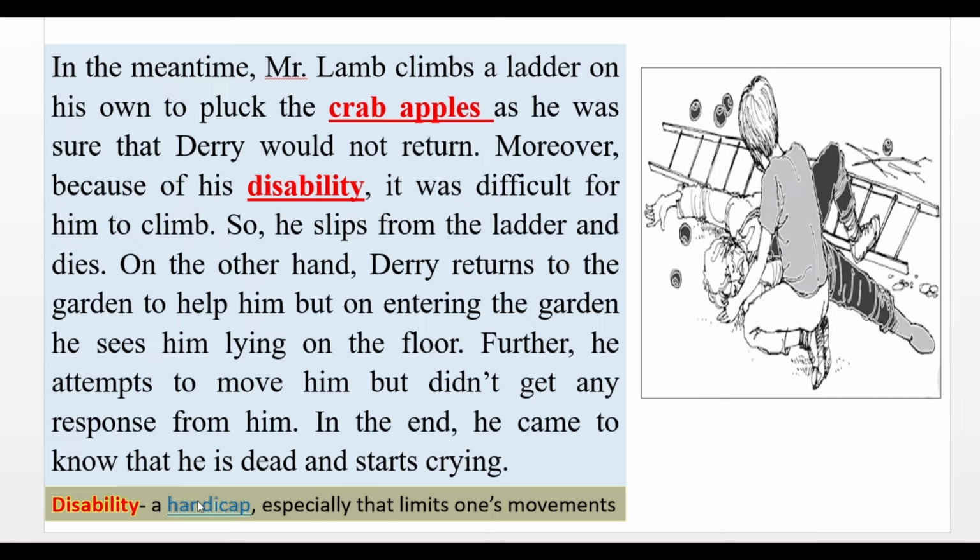The disability means the handicap, especially that limits one's movement. And we all know in this chapter, Mr. Lamb has got only one leg, the other one is of tin, so he is somehow, we can say, handicapped or of an impaired version somehow.